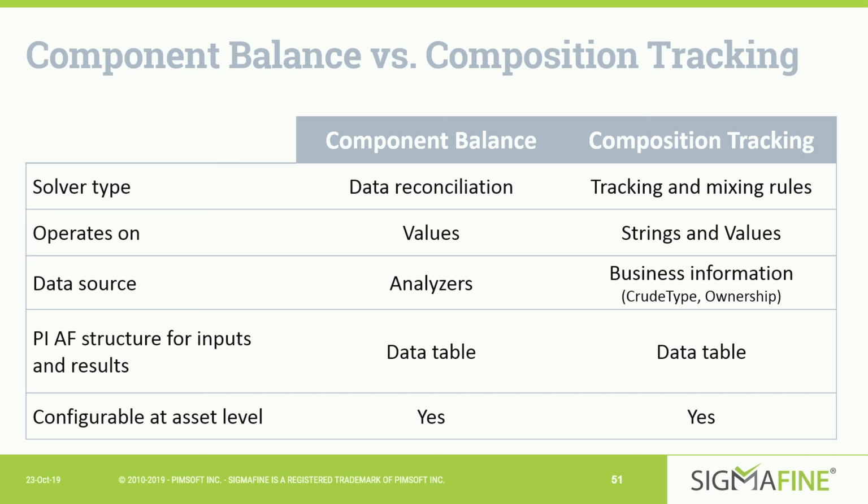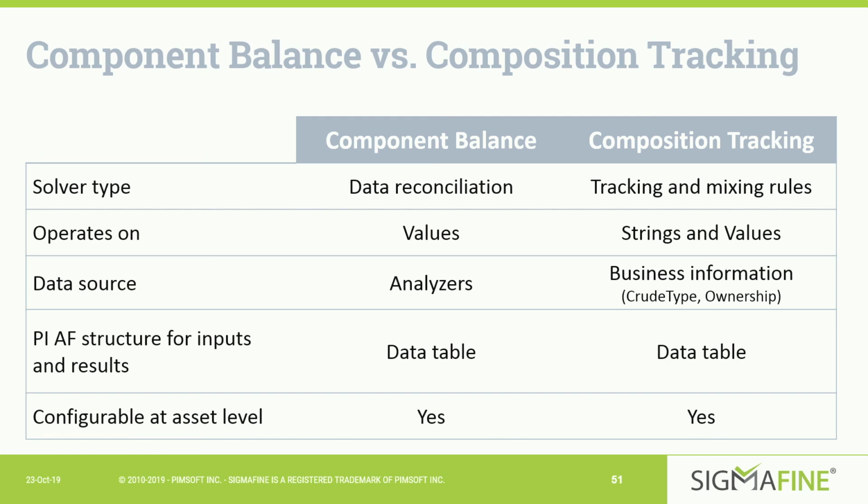So to recap a little bit, over the advanced analytics that we discussed, we have the component balance that is taking in values from your analyzers. It is a data reconciliation analysis, and the inputs and the outputs are in the form of data tables within our Pi Asset Framework. Everything is configurable at the asset level, of course.